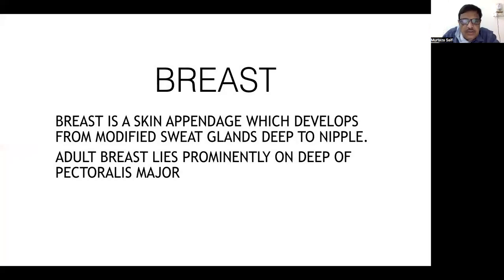So today's topic is breast. Breast is a very important topic. Everybody must know what is breast. Surgically, it is very important.